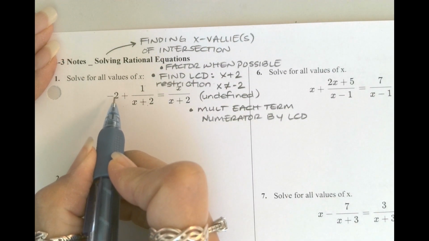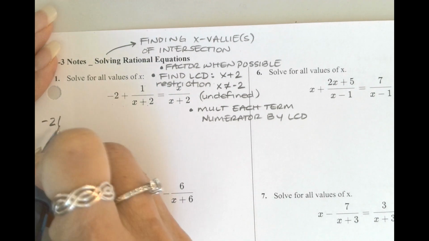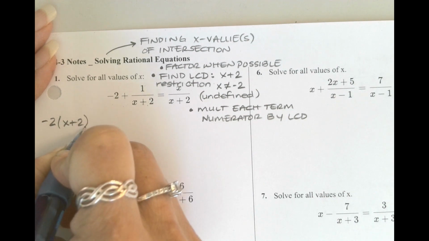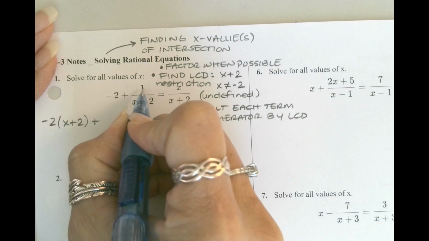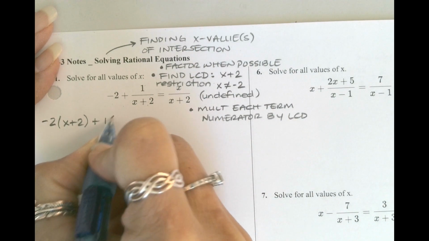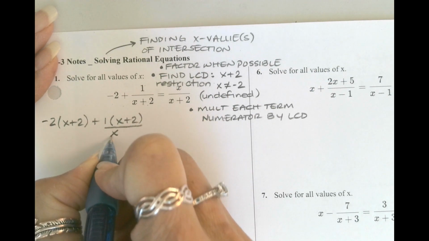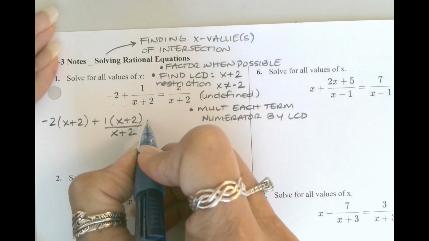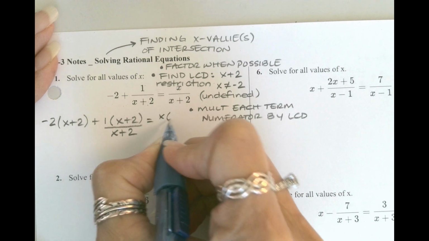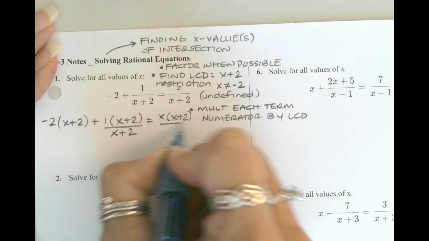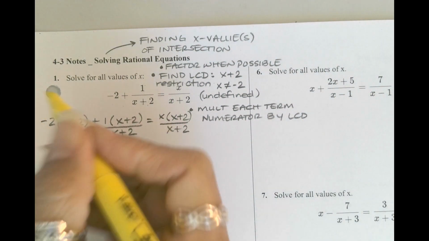-2 is like saying -2/1, right? So -2 needs to be multiplied by my LCD, x plus 2. Then I'm going to put a plus for the next term. My numerator is a 1, so I'm going to multiply it by x plus 2, and then I put it over the remaining part of the problem, x plus 2, equals x over x plus 2. x is my numerator, so I'm going to put the LCD with the x over x plus 2.